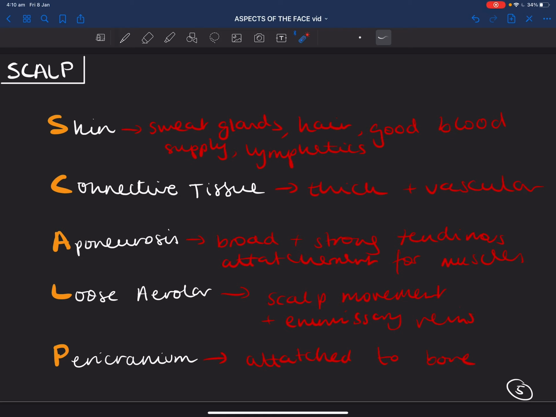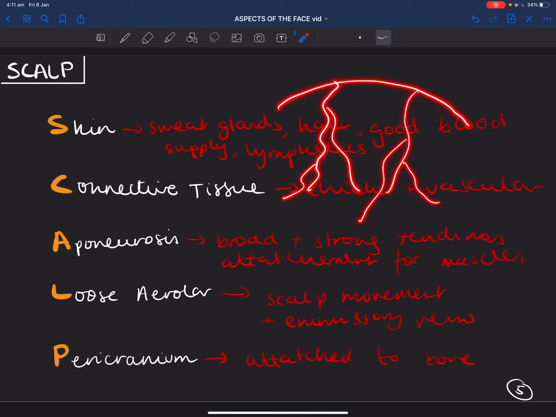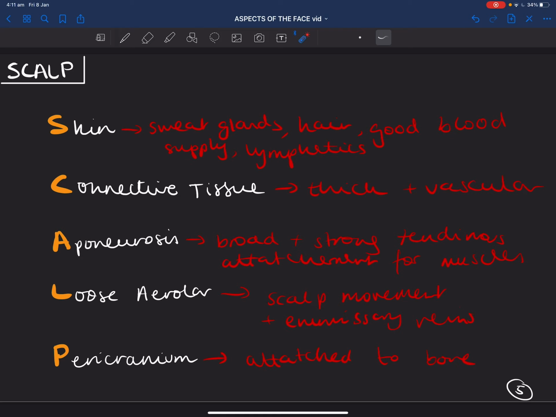Okay, another thing we need to consider is which layer of the scalp is the danger area for the spread of infection and why. And this would be the loose areolar connective tissue layer. This is because pus and blood can spread easily, and they can actually pass into the cranial cavity via emissary veins, because emissary veins travel from the outside of your scalp all the way inside your cranial cavity. They can carry pus, blood and infection, because they connect the extracranial veins of the scalp to the intracranial venous sinuses.